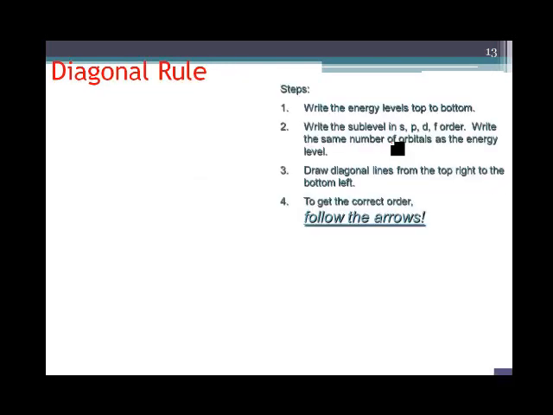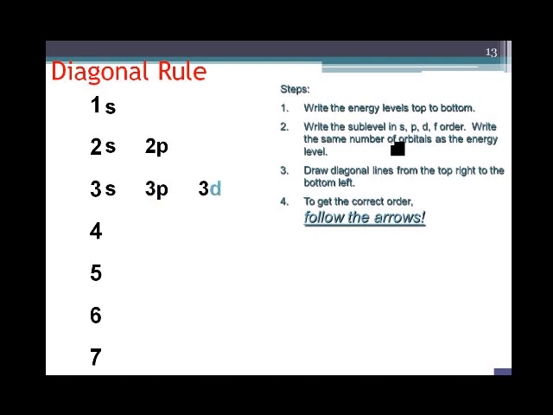The first step is to write energy levels from the top to the bottom. Then we write all the sublevels present in s, p, d, f order. Remember, the first energy level only has the s sublevel. The second energy level has two sublevels, s and p. The third energy level has three sublevels, s, p, and d. The fourth energy level has four sublevels, s, p, d, and f.